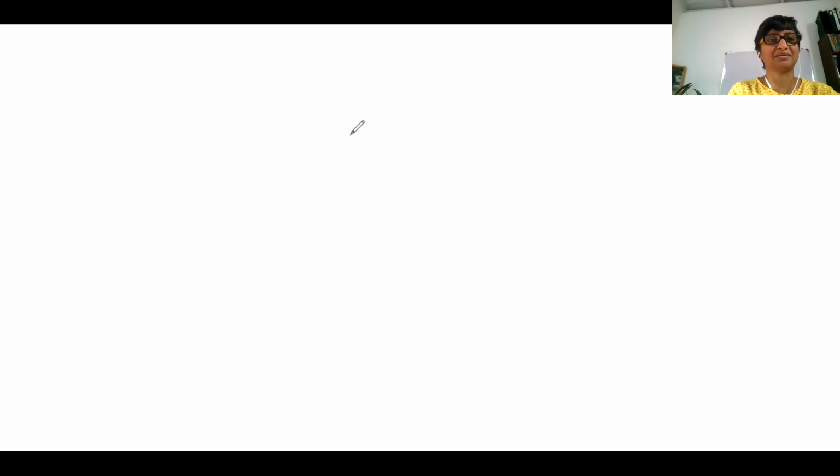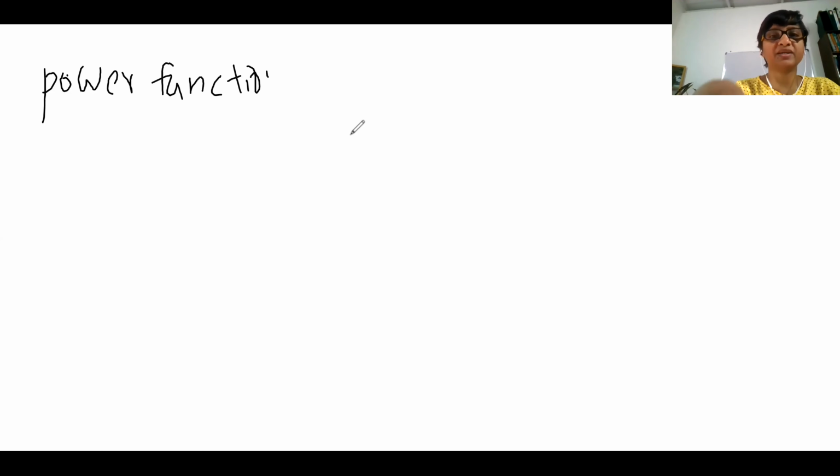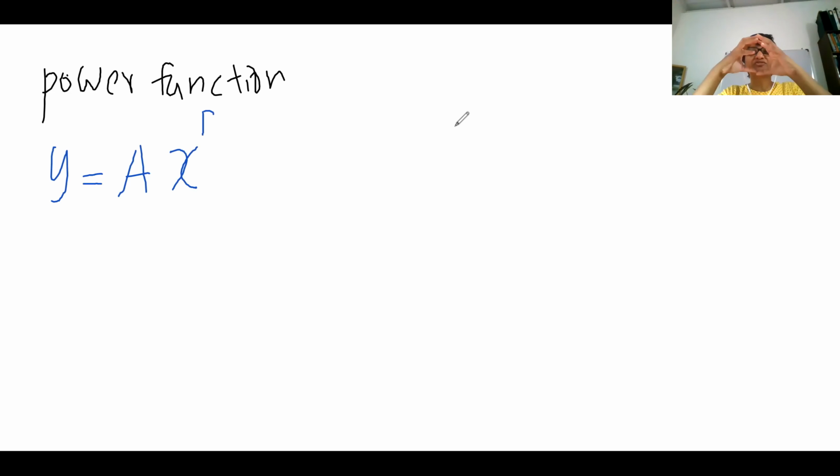Say you want to find how x and y are related. One way they can be related is as a power function. That means it takes the form y equals a x to the power b. A and b are two numbers. A is the coefficient, b is the power. This is called a power function. It can be a square function, cube function, quartic function, x to the power of 3, x to the power of 4, something like that.